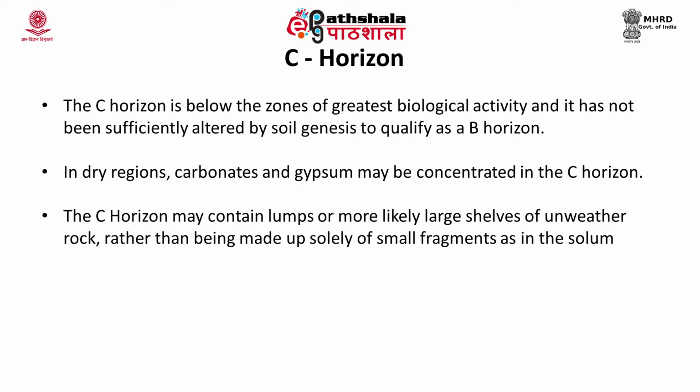The A and the B layers usually originated from C horizons. The upper layer of the C horizon may in time become a part of the soil as weathering and erosion continue. The C horizon may contain lumps or more likely large cells of unweathered rock rather than being made up solely of small fragments as in the soil. It contains rocks with cracks and surfaces.